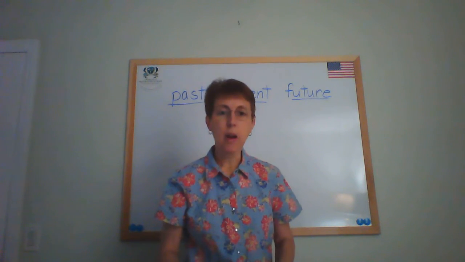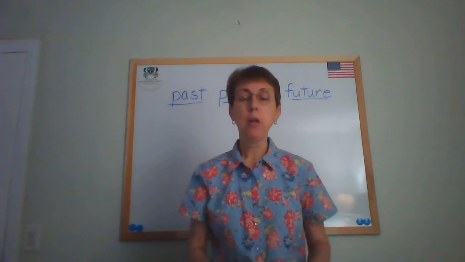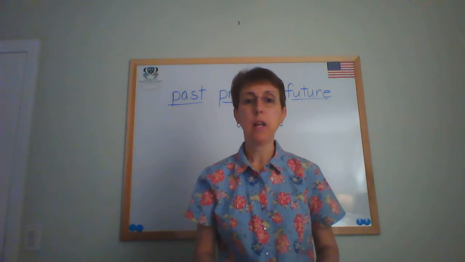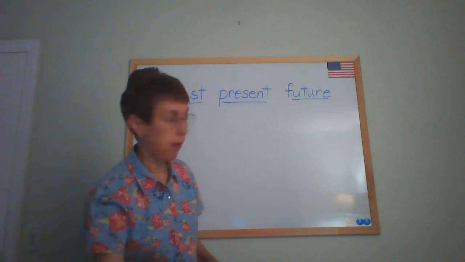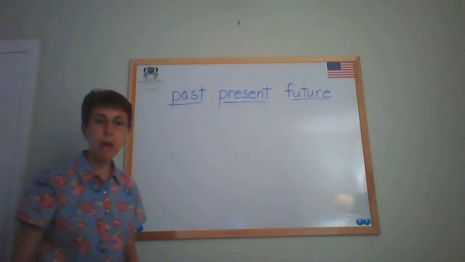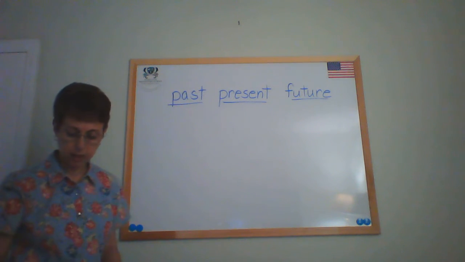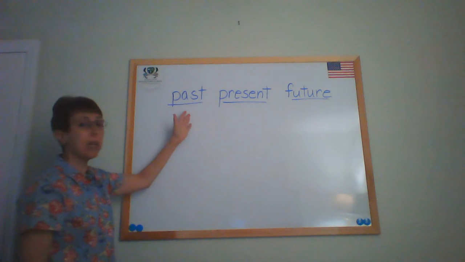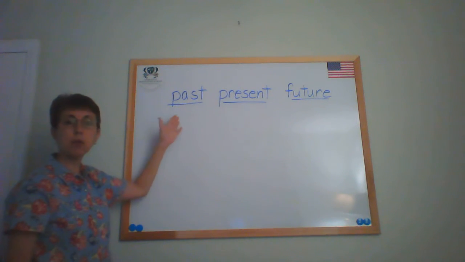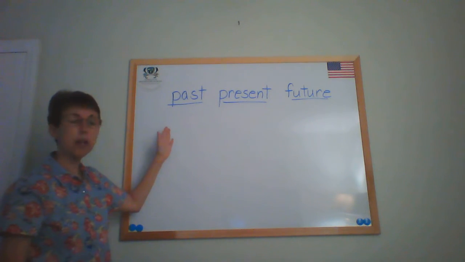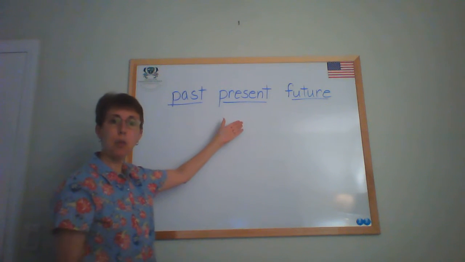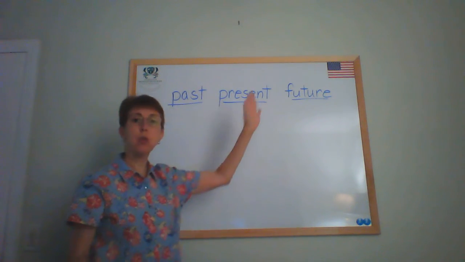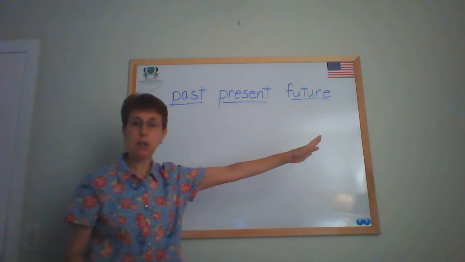We're going to start by reviewing in grammar, past, present, and future tense verbs. So let's take a look at that please here at the board. Past, present, and future tense. So when we're looking at verbs in the past, it means it already happened. Present means happening now, and future means it's going to happen.